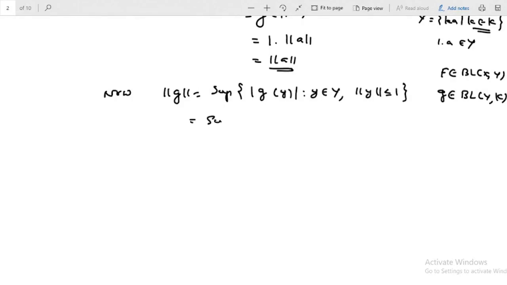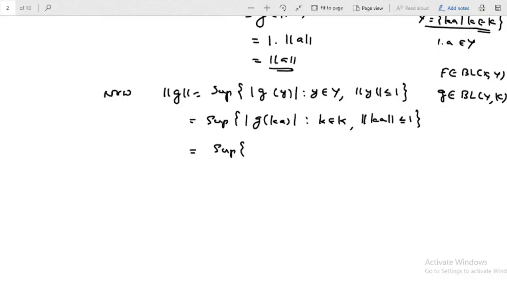And actually it is the supremum of the set modulus G of y, where all the y's are of the form k, since Y is a subspace, Y is a subspace k such that k belongs to K. Therefore it is G of some k, so that k belongs to K, with norm k less than or equal to 1. Okay. Then it is the supremum of the set, it is G of k, that is modulus k into norm A.